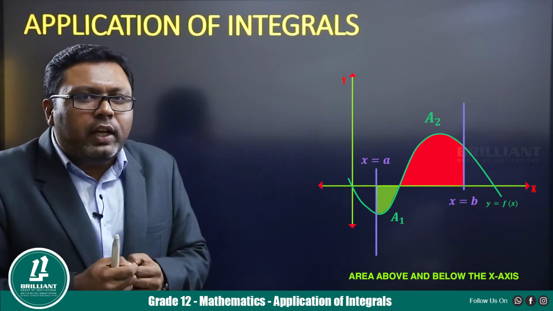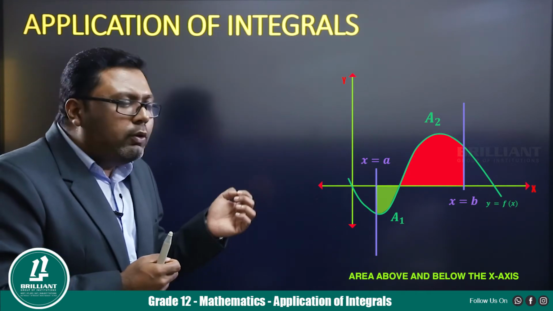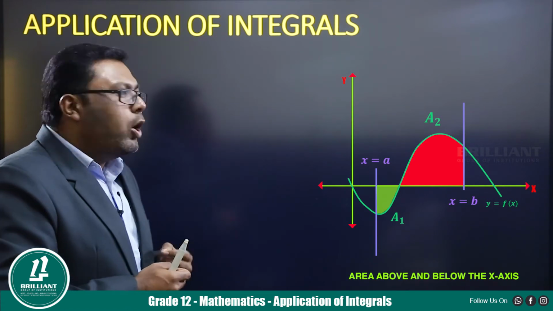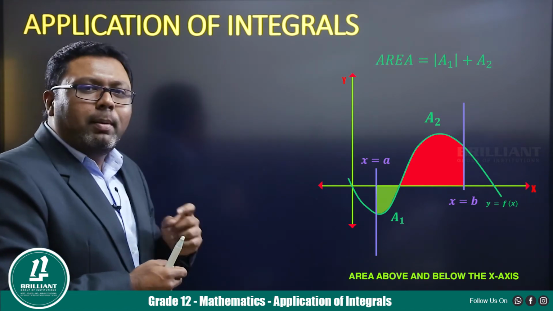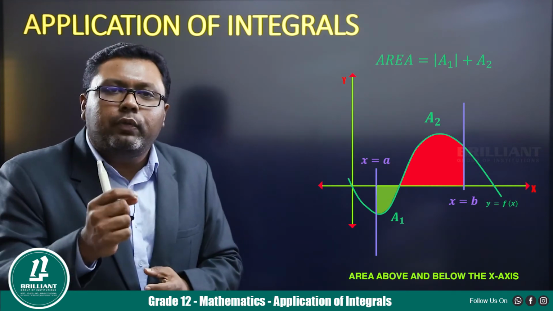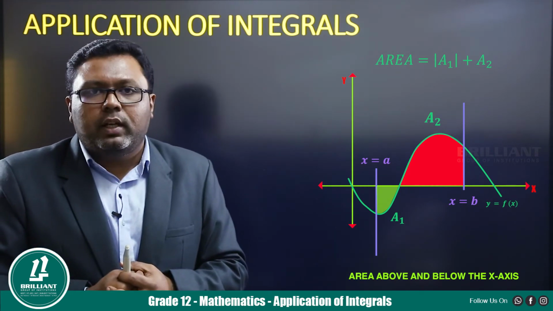So the expression for area is going to be what? As usual, you will find A1 and A2. So the total area is modulus of A1 plus modulus of A2. This is how you find the area of such a graph.